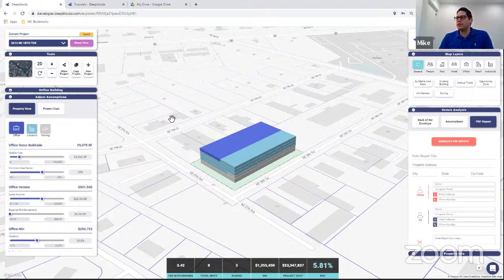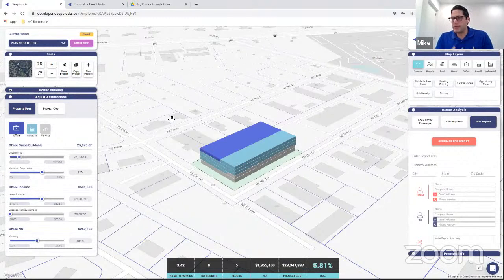And we did our feasibility study and 3D modeling on this particular parcel for industrial, threw in a little bit of office just to showcase how we can work the model and do different iterations of this particular interface in the Explorer side of Deepblocks.